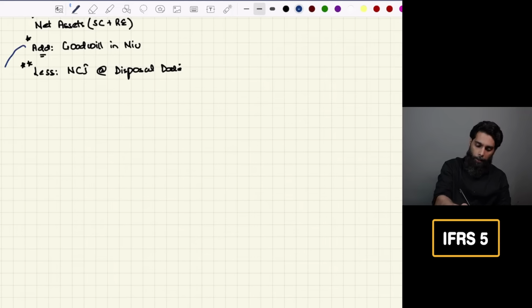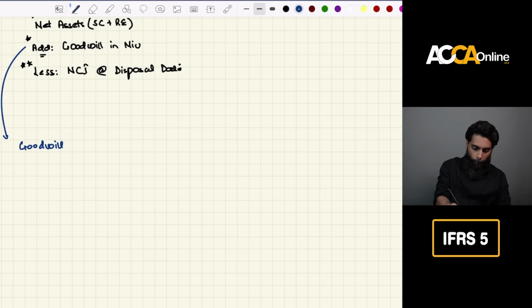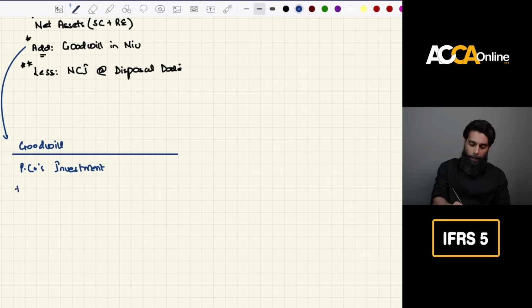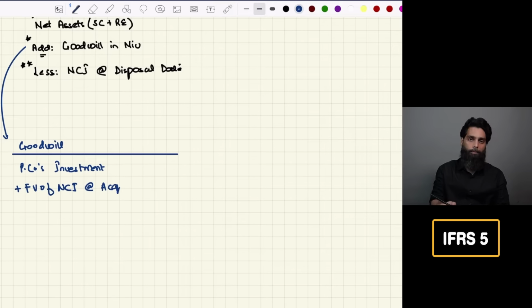So let's do a particular working to calculate goodwill, the calculation of goodwill. And it's not difficult, I tell you. First of all, you take parent company's investment. And since I know that the examiner was valuing NCI at fair value, that means it follows the full goodwill method. Then I would need to add fair value of NCI at the date of acquisition. Once I'm done with this, I will be subtracting fair value of net assets of S company.